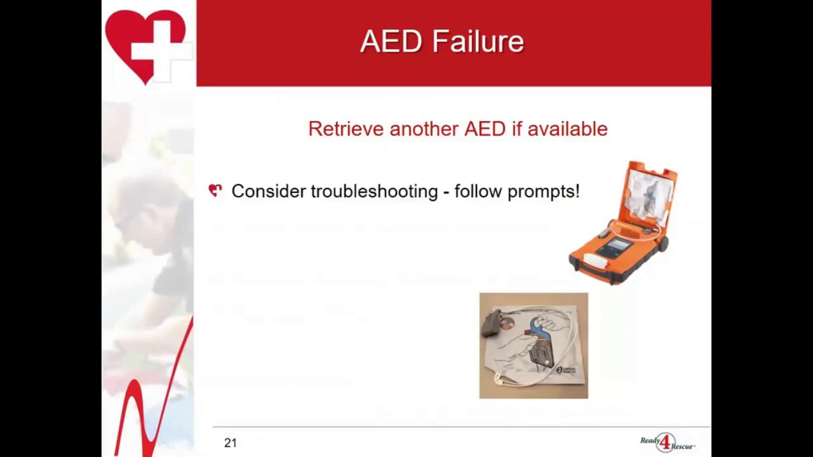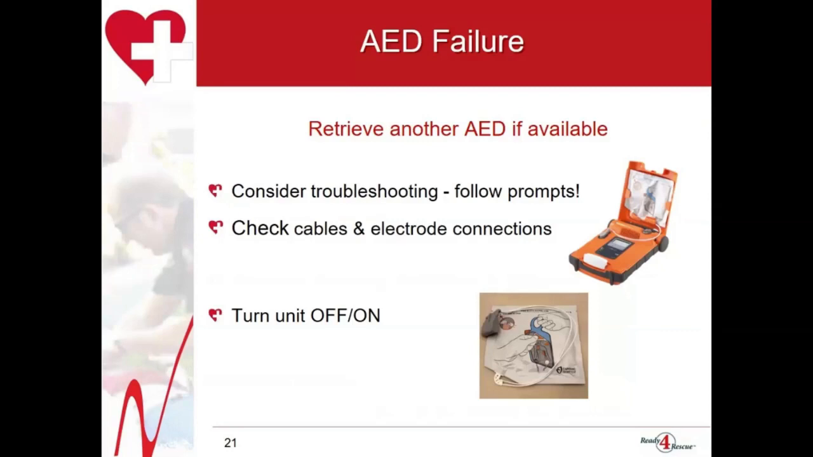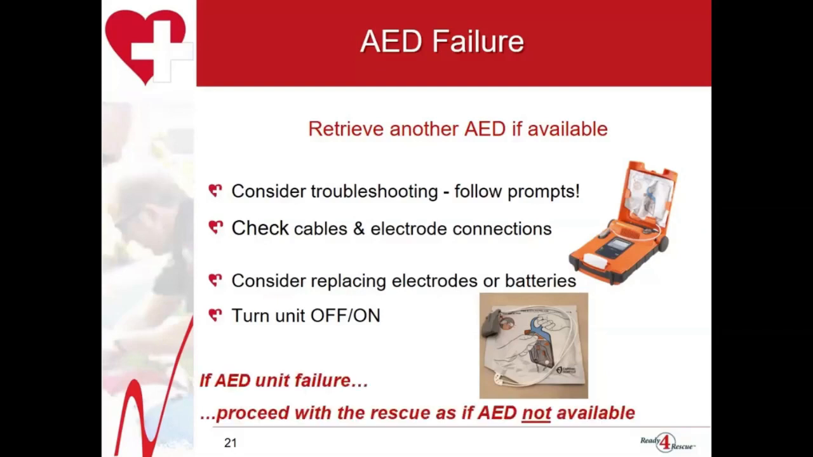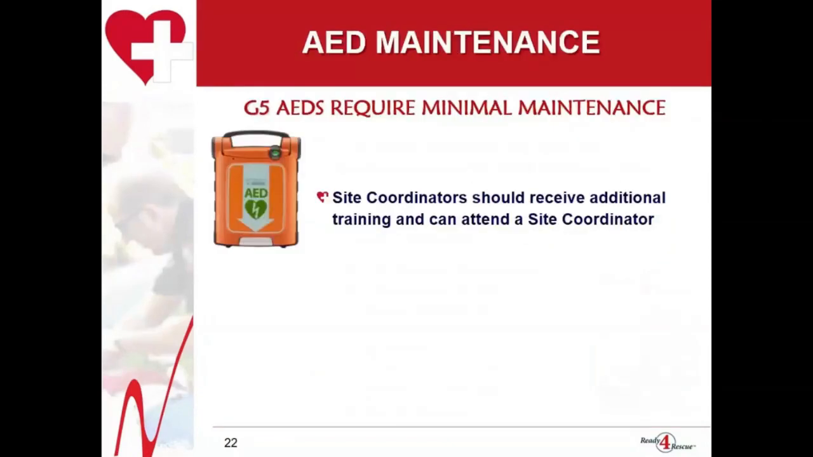If the AED fails, you can follow the prompts to troubleshoot. Turn the unit off, wait 10 seconds, and then turn the unit back on. Ensure the pads are connected correctly to the casualty's chest and that they are plugged in properly. If it is indicating the batteries are low and you have a new IntelliSense battery on hand, you can change it. If there is an AED failure and you are not able to troubleshoot, proceed with the rescue as if an AED is not available to you, continuing with your CPR.